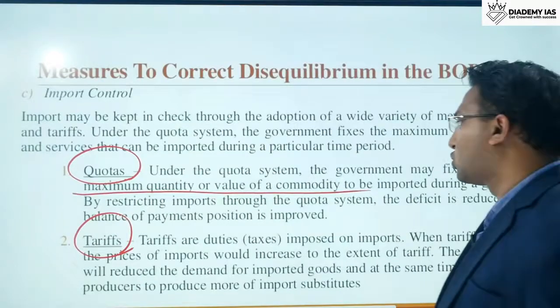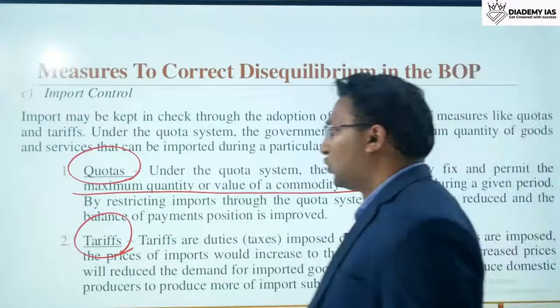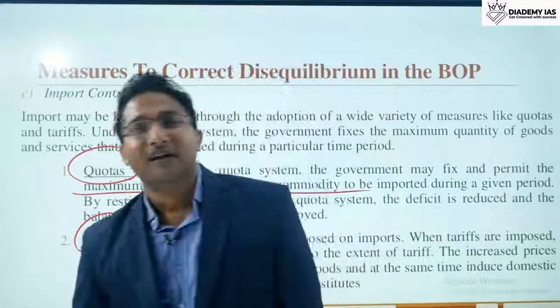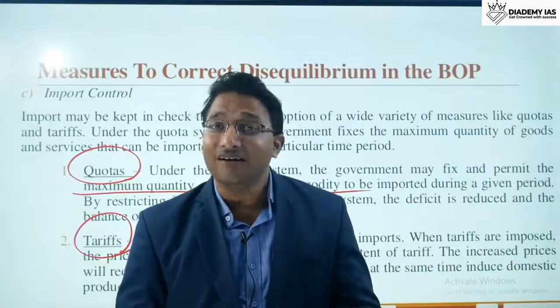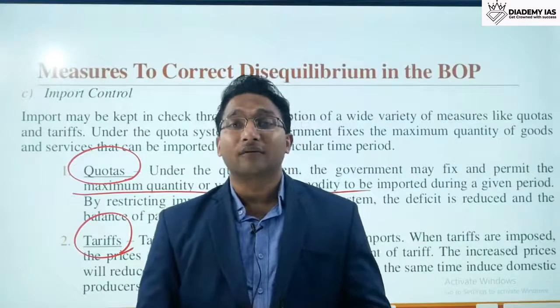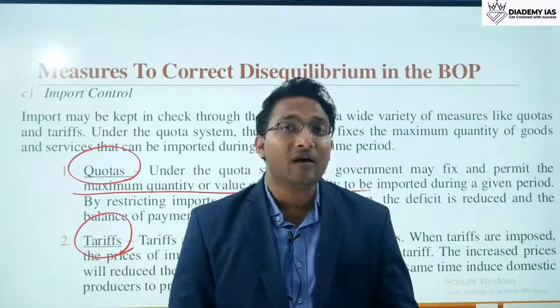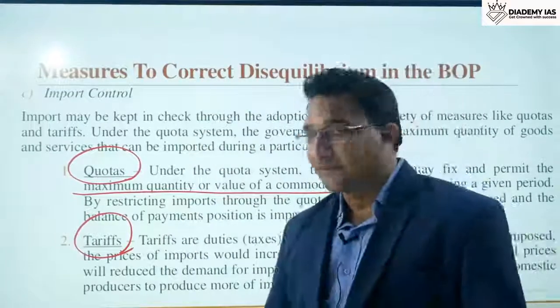By restricting import through the quota system, the deficit is reduced and the balance of payment position is improved. So government can say that not more than 1 crore mobiles can be imported in 1 year, or not more than 100 crores can be spent for buying mobile phone chargers. So this is how the quota system works.